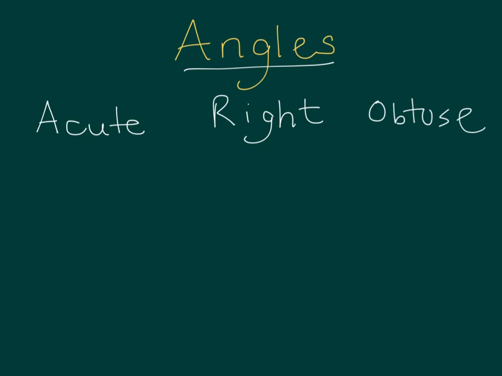Okay guys, this is going to be a quick video. We're going to be talking about angles here. There are three different types of angles I want you to know: acute, right, and obtuse. Okay.